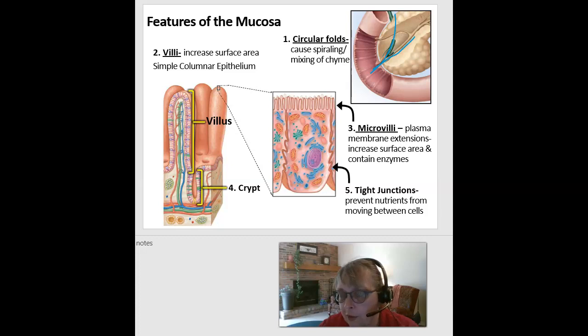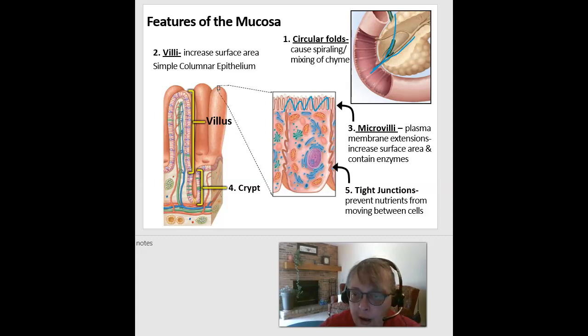Increase the surface area for absorption primarily, but also for secretion. The microvilli are what is found on an individual epithelial cell lining one of the villi. So microvilli are extensions of the plasma membrane, just foldings of phospholipid bilayer like that. And again, that's to increase the surface area.